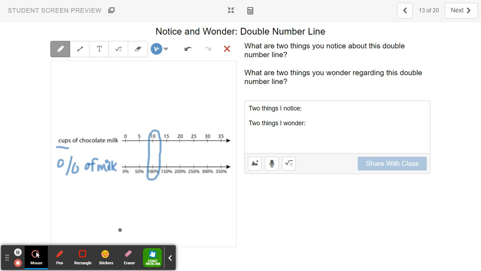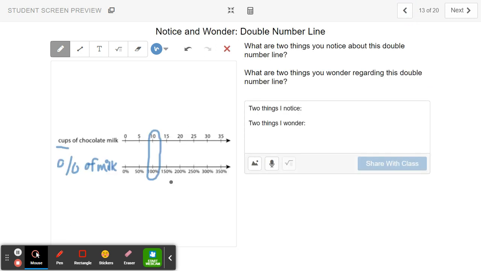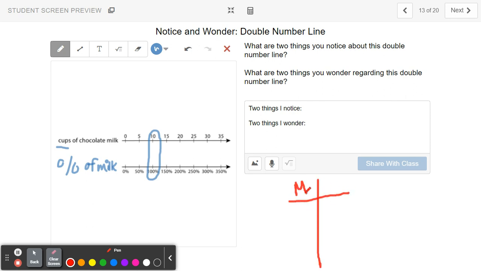And again, you could have any notices or wonders that you may see. So let's go ahead and move on. Now we're going to use a double number line, and actually just to come back here, we could also make double number lines into tables, which is something we are used to from Unit 2. So we could do milk and then the percent. So 0 cups of milk is 0%, 5 cups is 50%, right?